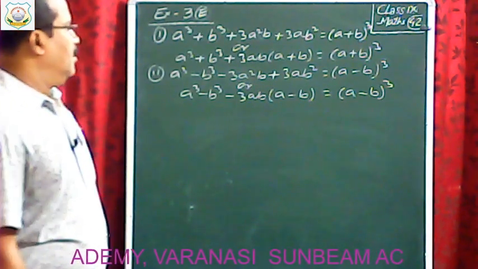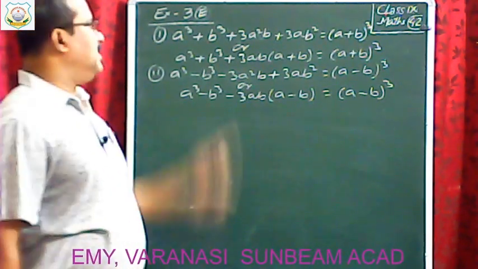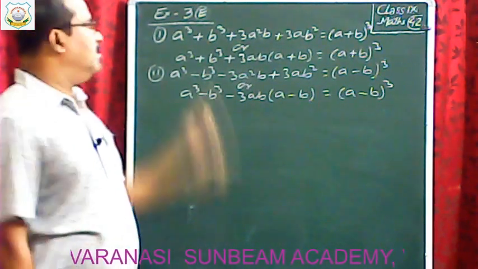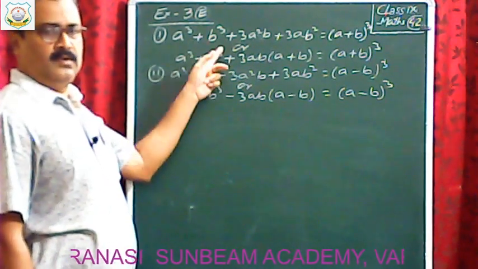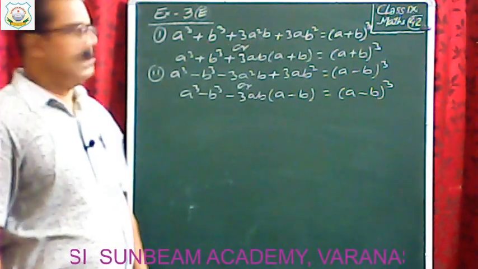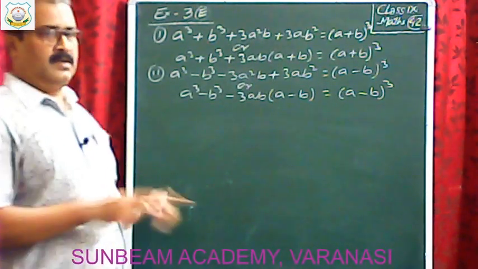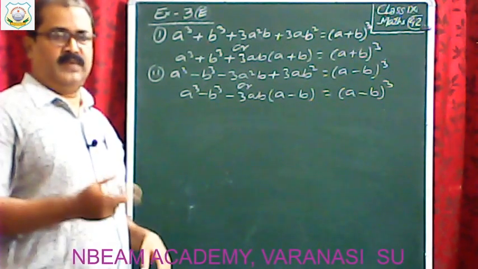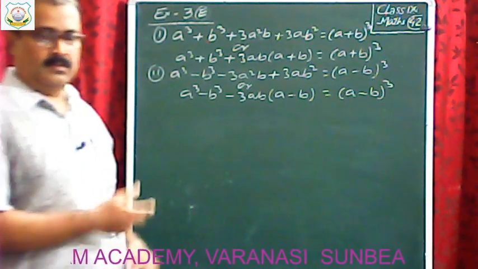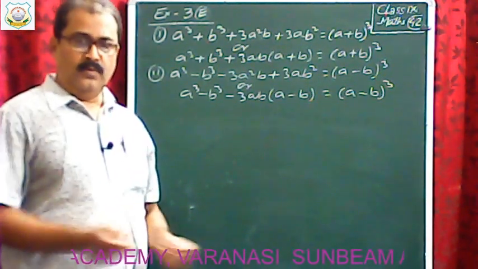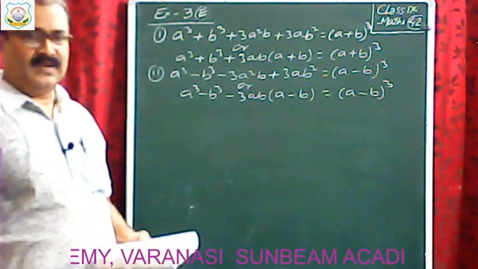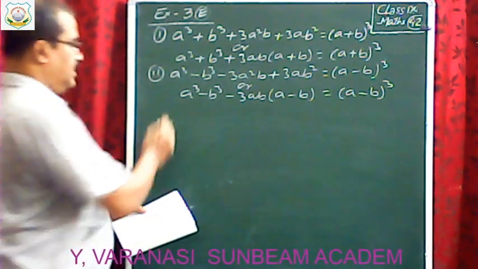Clear? So again, coding and counting. How many terms? 1, 2, 3, 4. 4 terms are there, and out of 4 terms, 2 are perfect cube terms, a cube and b cube, and the remaining 2 are combined terms, ab combined terms. In this way, you have to keep in your mind, if a 4-term polynomial is given, out of 4 terms 2 are perfect cube terms and the remaining 2 are combined terms, then we have to guess the identity. Accordingly, we have to formulate the polynomial and express the polynomial as the identity, and thereafter we have to factorize. Clear?